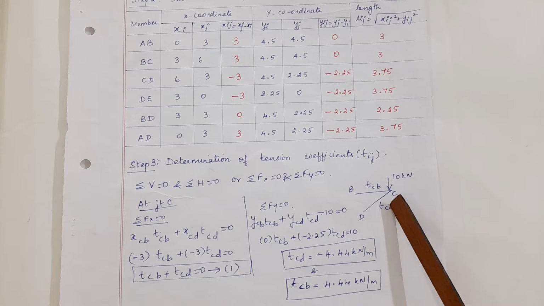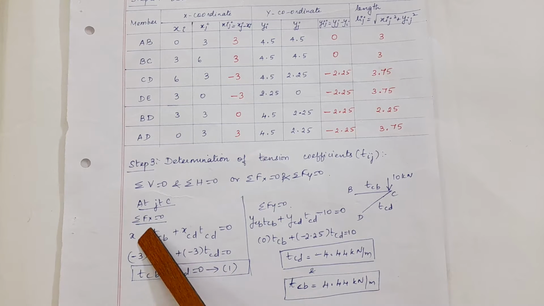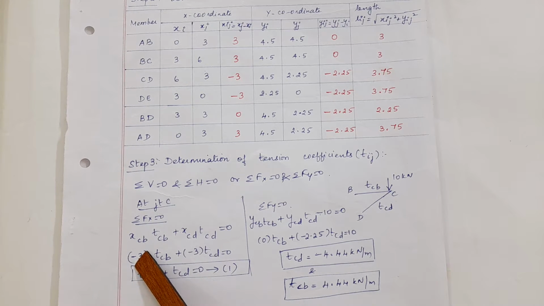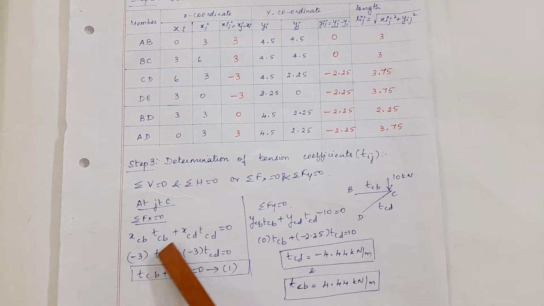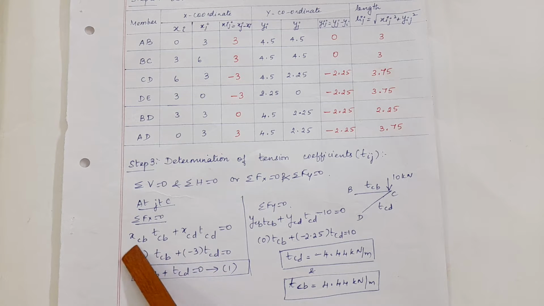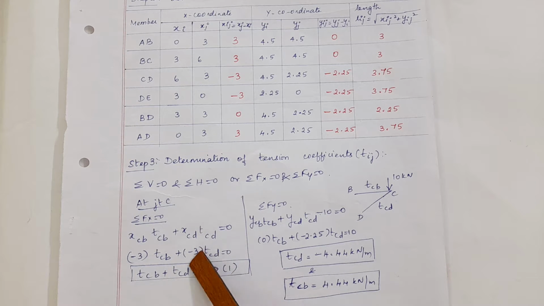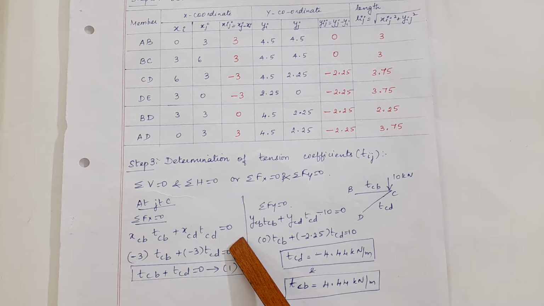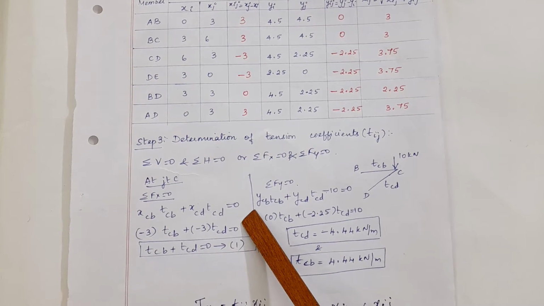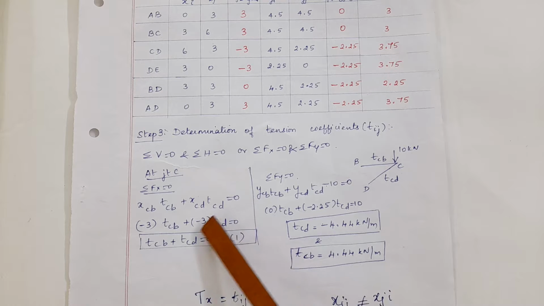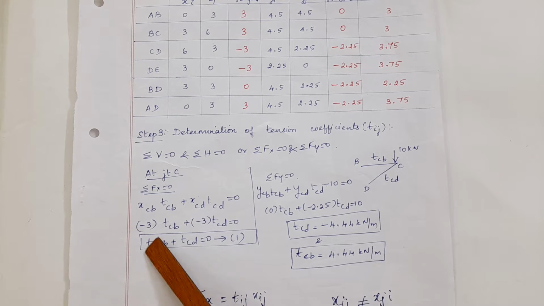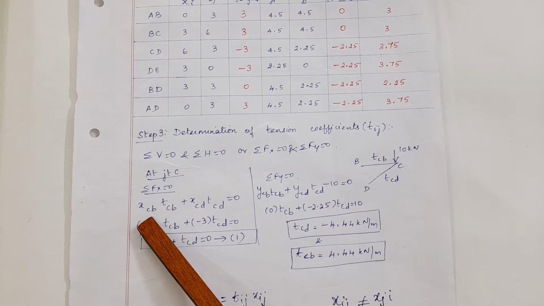To write the equation at joint C, I write sigma Fx equal to 0. I have written the general statement: x coordinate into tension coefficient of all the members meeting at joint C. Check if there is any horizontal force at joint C. If there is no horizontal force at joint C, the summation is just equal to 0. So here I have started from joint C, and I have given all notations starting from C, as CB and CD.